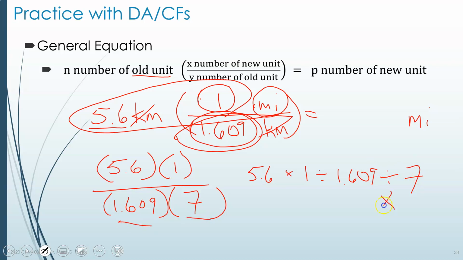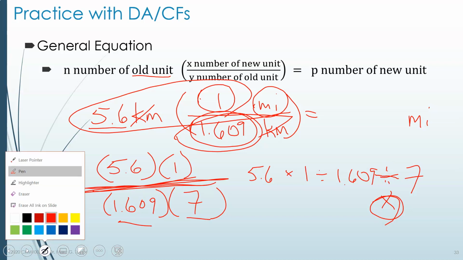Do not write times here, or you will get the wrong answer. Your calculator doesn't see this line. It has no idea that the 7 is below the line unless you tell it, divide that one too. So make sure you use your calculator properly when you're doing this.